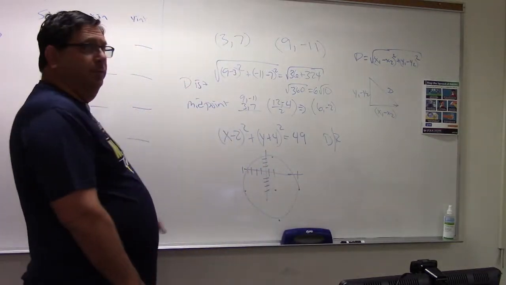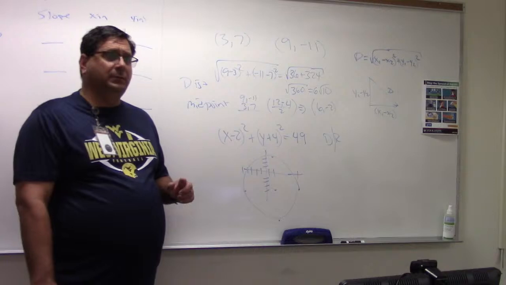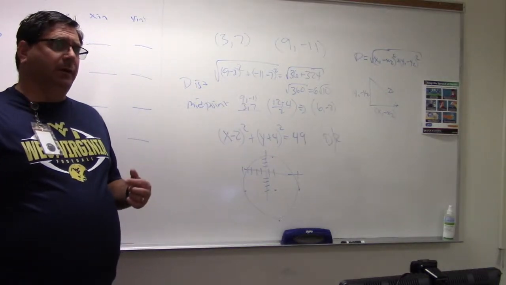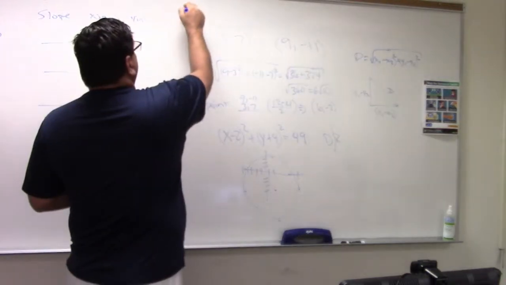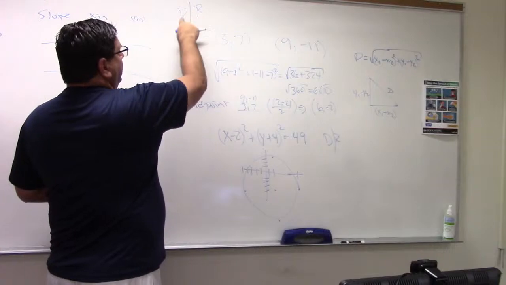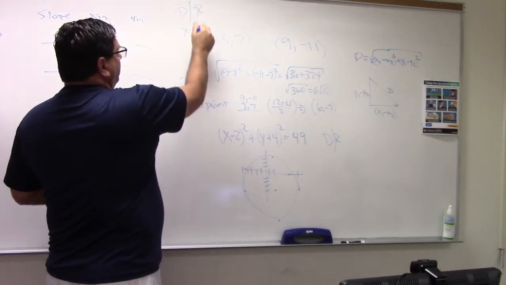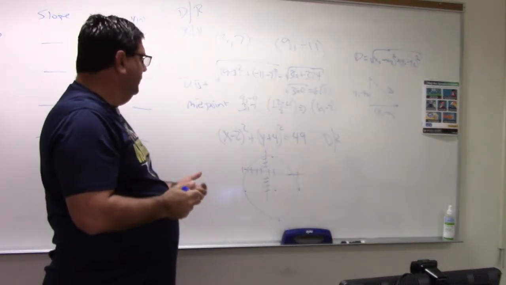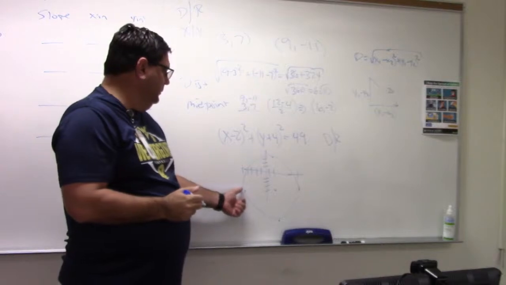Okay, so let's talk about it. Domain is the x value, and range is the y value, right? Yeah. If you get confused, remember that D comes before R in the alphabet, and X comes before Y, okay? So how far left does it go?